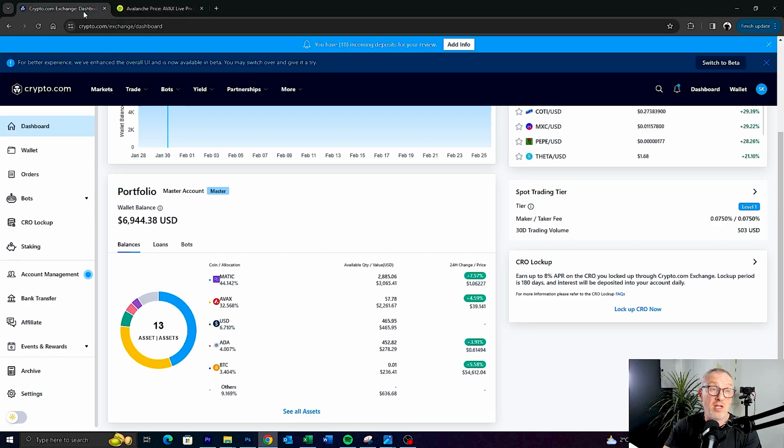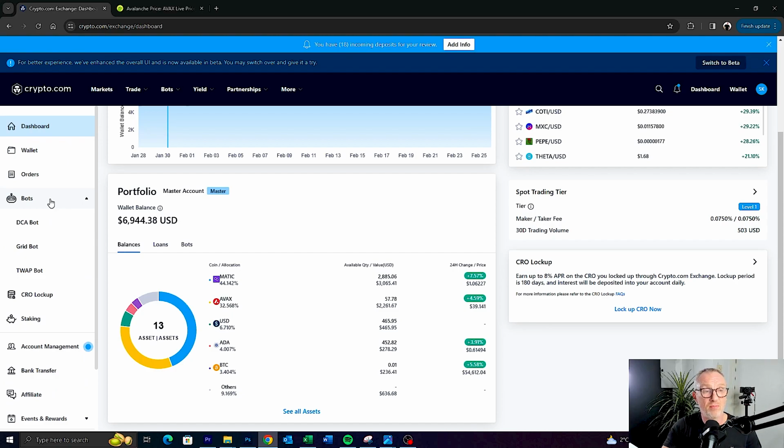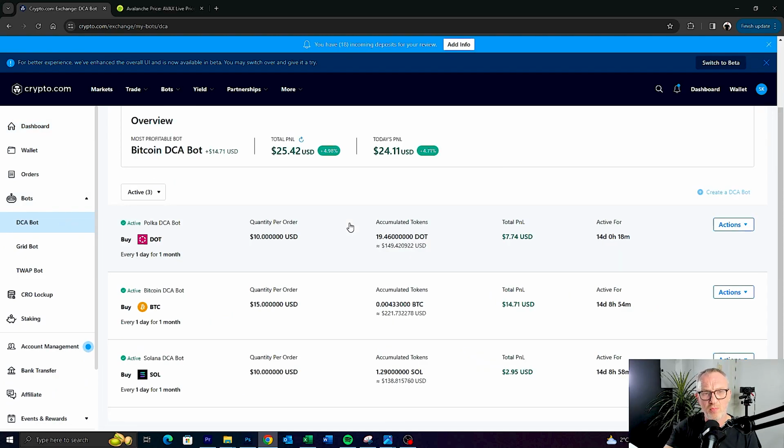In any case, neither of these I've got bots set up for, which is why you're here, maybe to see the video on the bots. So these are the 3 bots I've got set up. I've got one for Polkadot, one for Bitcoin, one for Solana. Set up all of these about 2 weeks ago in that video. Again, you can see it by clicking the link at the top there, or at the end of the video. All of these are paired with USD, so I'm buying all of these tokens with USD.